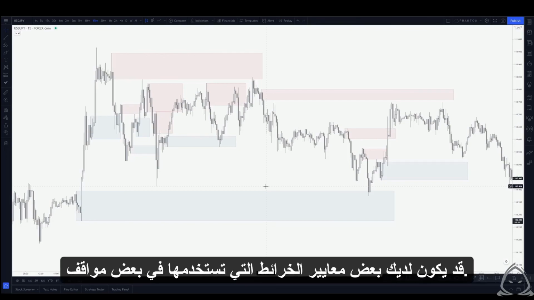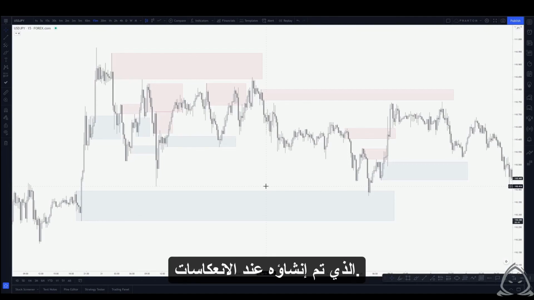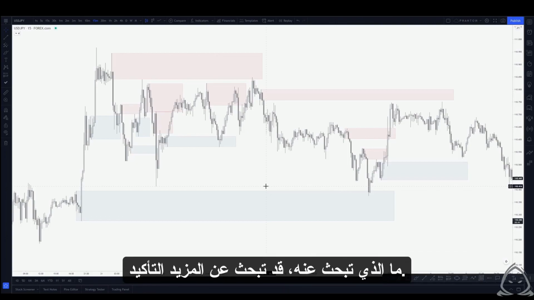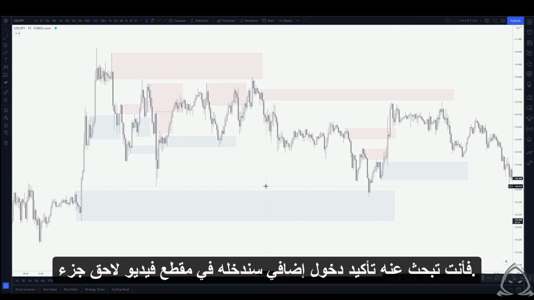You may have certain mapping criteria that you use in certain situations. You might only use pivot created supply and demand on continuations. You might only use range created supply and demand on reversals. You might use both, but then how price returns to each one of those dictates what you're looking for. You might look for more confirmation if you get a V reversal to a continuation model. You're looking for an additional entry confirmation that we'll get into in a later video portion.